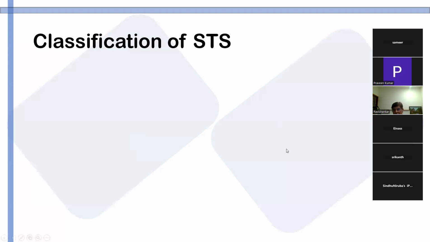Anybody? I think I should be more specific. Praveen. Sir, based on the connective tissue, sir. Okay. Adipose, fibrous. Yeah, it is subdivided into benign, malignant. Tissue of origin is a better way of putting it. Agreed. Yes, sir.